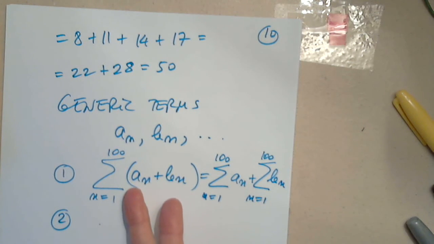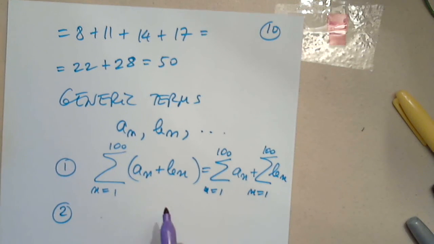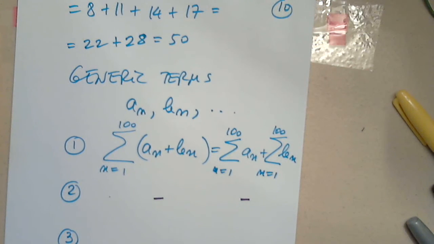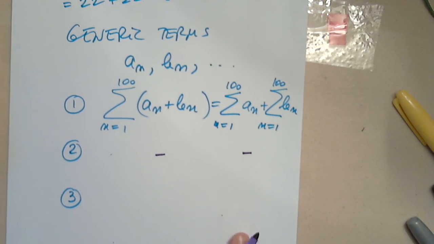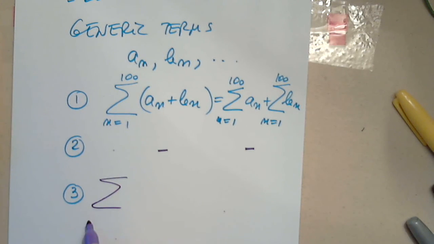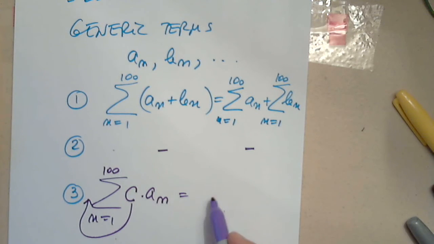It's the same property we have with the limit. The limit of f of x plus g of x is the limit of f of x plus the limit of g of x. The same kind of property. Of course, the second property is with minus, identical. The limit of f of x minus g of x is the limit of f of x minus the limit of g of x. Same idea. And of course, the last one is with a constant. So the sum from n equals 1 to any number you want, a constant times a sub n. Of course, the constant goes in front like with everything else.